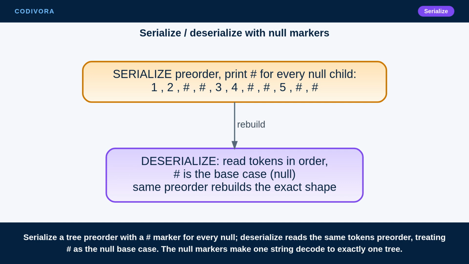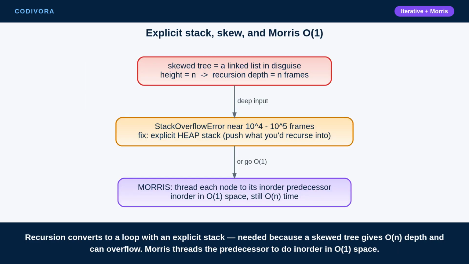To rebuild, read the tokens left to right in the same preorder, and let hash be the base case that returns null. Serialize and deserialize are mirror images, both preorder, both treating null as the base case. Finally, the practical limit and the escape hatches.